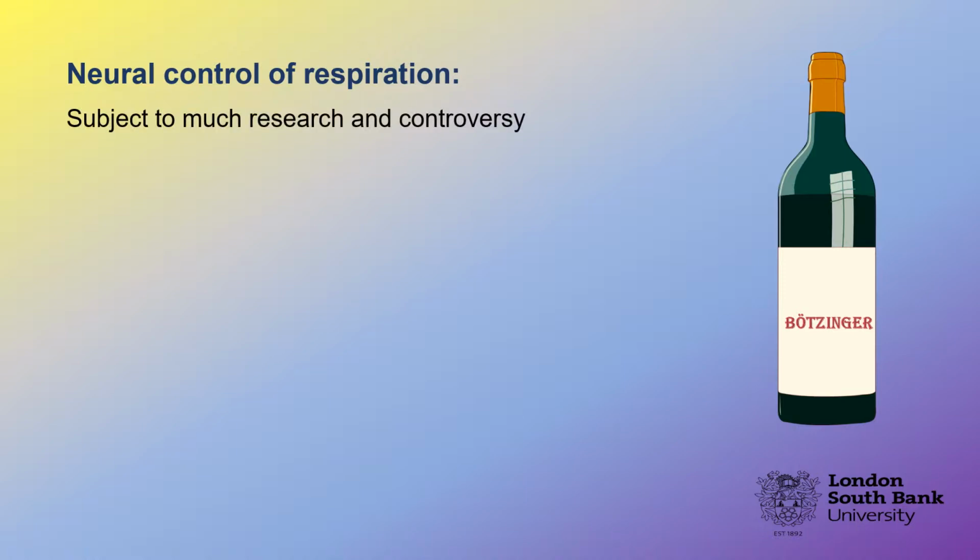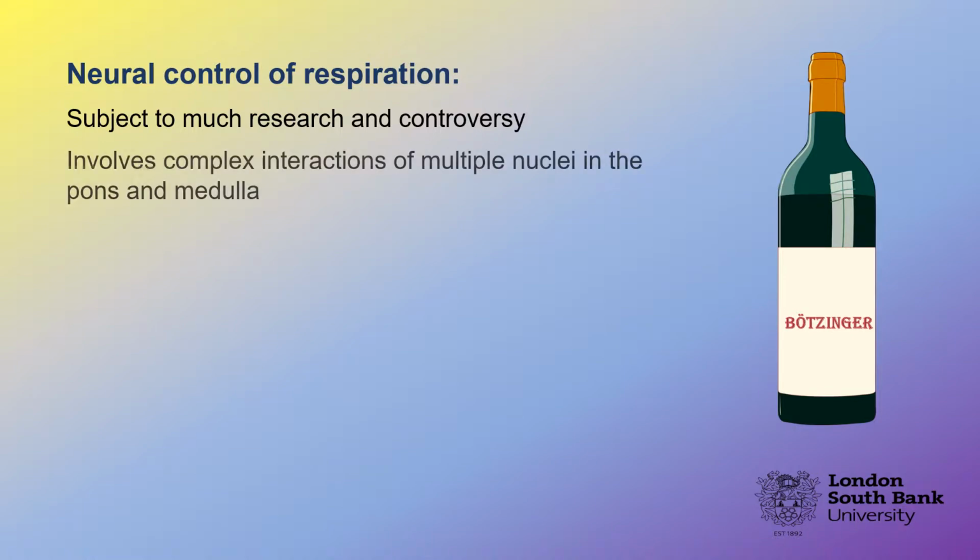It is subject to a lot of research and a lot of controversy, and ideas over the last 10 years or so have changed quite a bit. It involves complex interactions of multiple nuclei in the pons and in the medulla oblongata. Remember, nuclei are just little bunches of neural somas, the cell bodies and synapses.